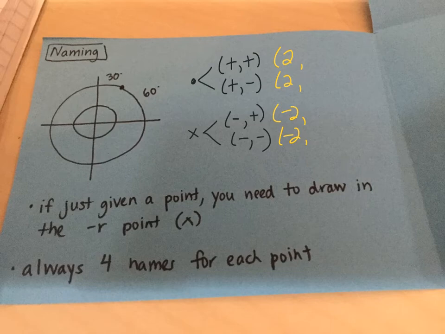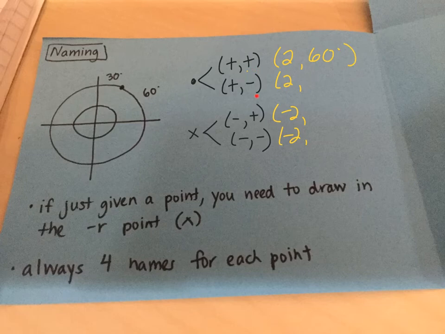So for this time, I'm going to the dot because r is positive. And then theta tells me how I'm going to get there. So with it being positive, I'm going to go up. So I'm going to leave here and go up, and I go up 60 degrees. So my first point is (2, 60).